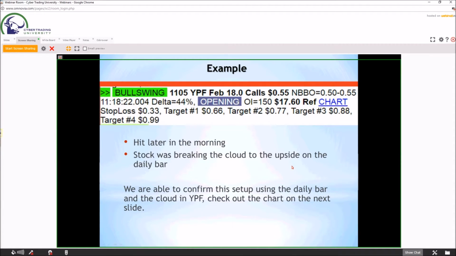If you guys have been paying attention to this stock, odds are you probably haven't been, because it's not really that interesting or closely followed of a name, but that's what makes the order flow in it even more suspicious. The trader came in about 1,100 of the Feb 18 calls for 55 cents when the market was 50 at 55. Hit a little bit later on in the morning, but the stock was breaking the cloud to the upside on the daily bar. So since we're able to confirm this as a stock that's showing bullish momentum, we're ruling out the notion that this is a trader hedging, and putting this on, probably to speculate on upside in YPF.